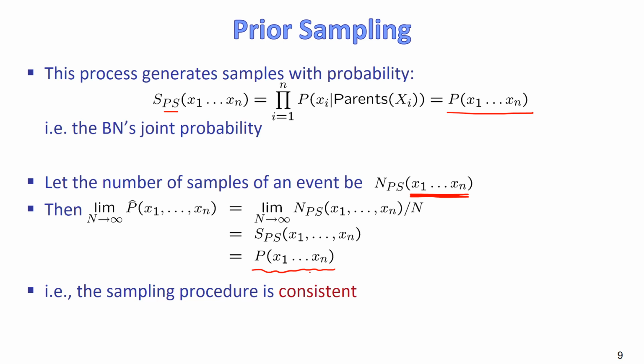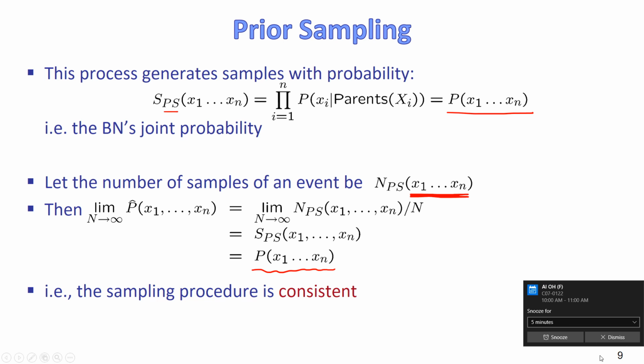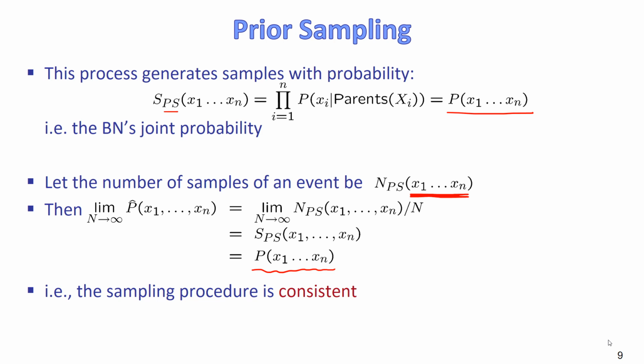Any question about that, or any of the previous slides? So you understand now why we call this consistent sampling, because if we do it infinite times, it will give us the exact probabilities.